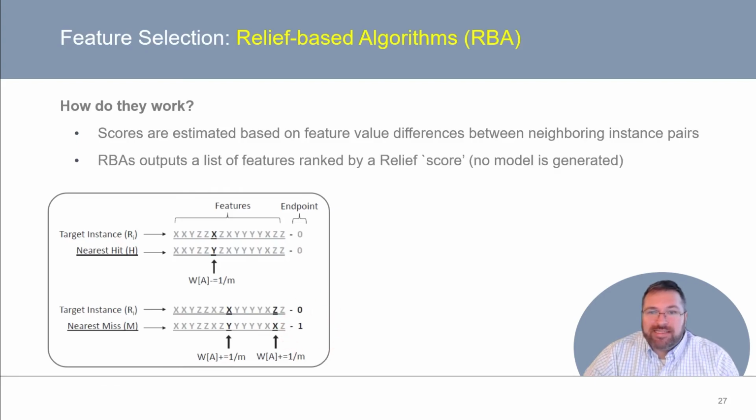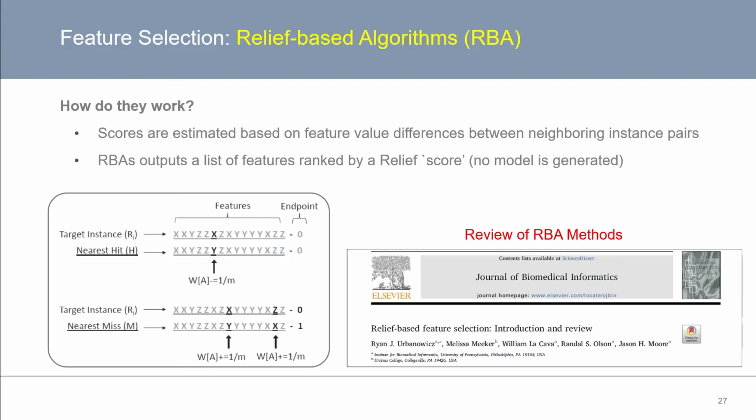This set of scoring updates happens for all instances in the dataset, with the RBA ultimately outputting a list of features ranked by their relief score. This procedure may seem extremely simple and well suited for detecting simple univariate associations. However, the key to its ability to also detect feature interactions is that these scoring updates only occur between neighboring pairs of instances, and not between all pairs of instances. To be clear, no model is generated by the RBA. Myself and colleagues have previously written this detailed introduction and review of these unique algorithms.